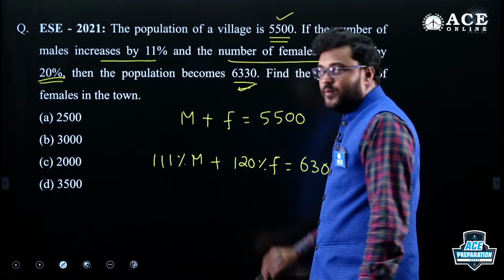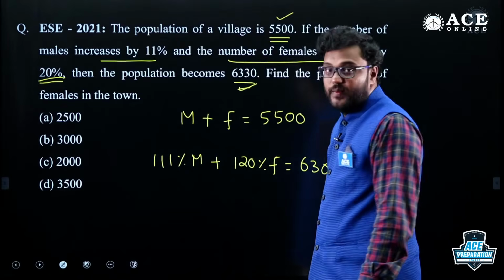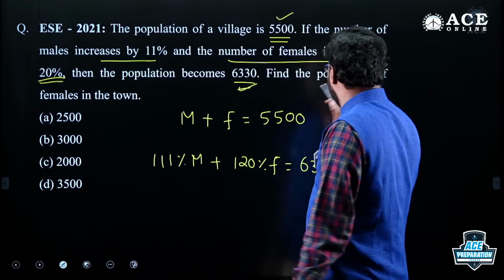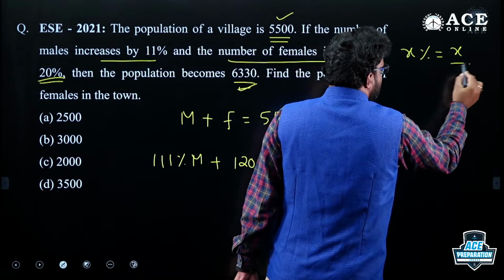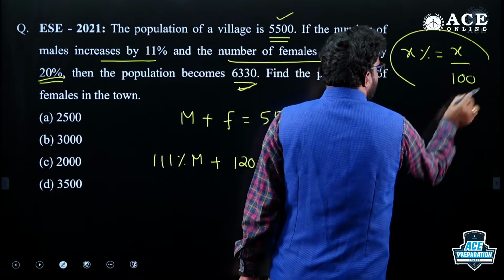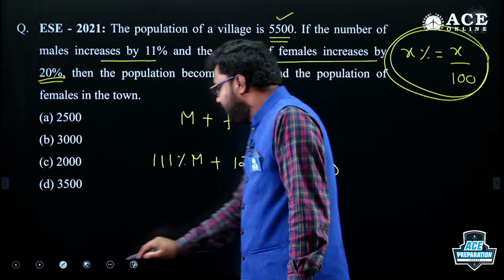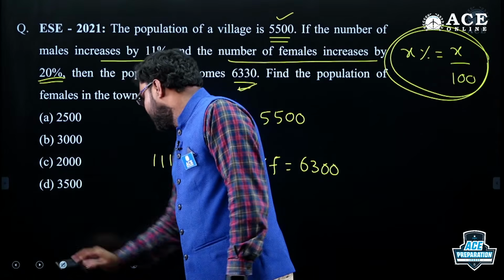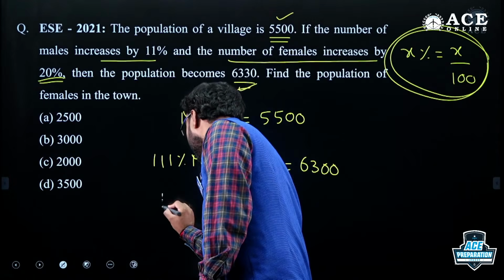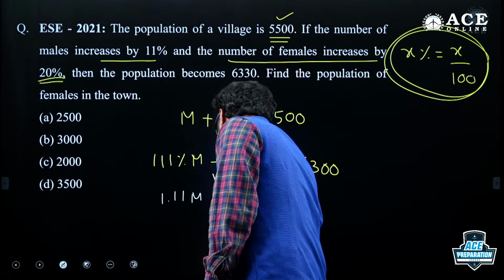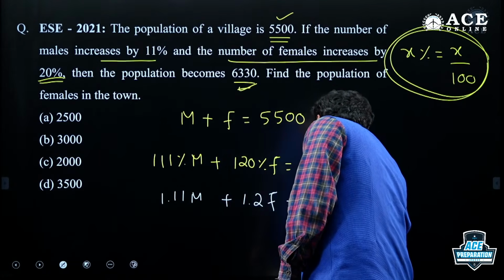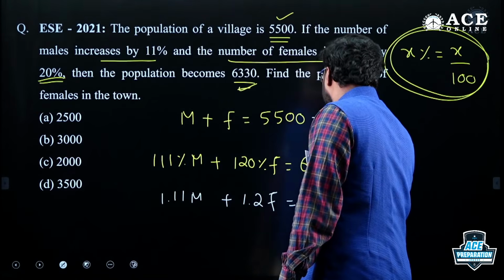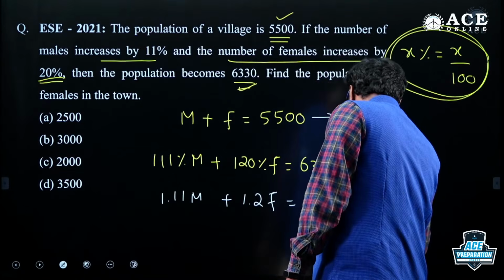Now you have two equations, we can solve these two equations. So this is percentage, you know already x% means x by 100. You can just use that point to calculate here. So either this becomes 1.11m plus 1.2f is 6,300. Okay, so this is equation 1 and this is equation 2.